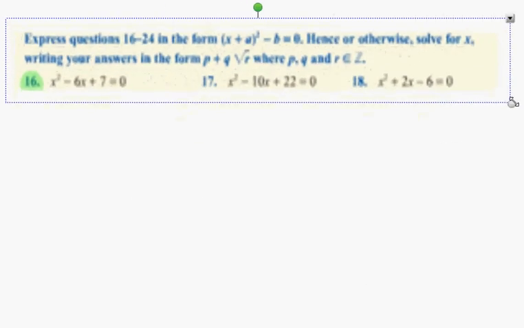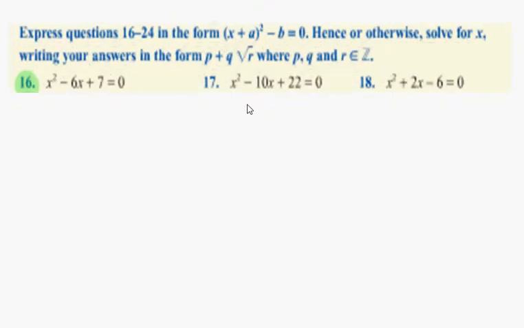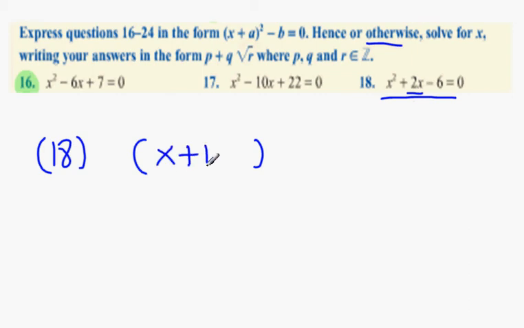Now, next one. You can read that. You just square both sides. Okay, this one here. Express questions 16 to 24 in the form (x plus a) squared minus b. Hence or otherwise solve for x. Okay, we're going to do the otherwise. Let's do this one here. Number 18. What we always do is we make a perfect square of it. We half the middle value. Do you understand? It's always half the value that comes in front of the x. We're going to end up with (x plus 1) squared.